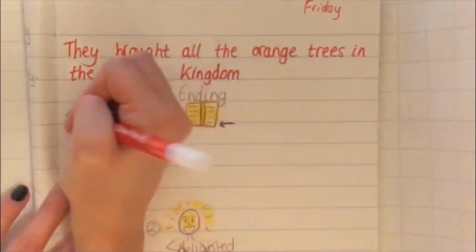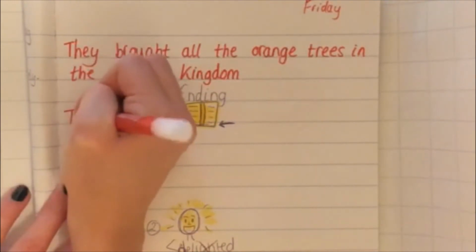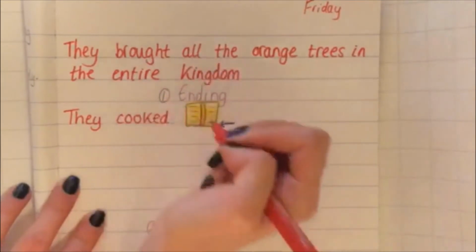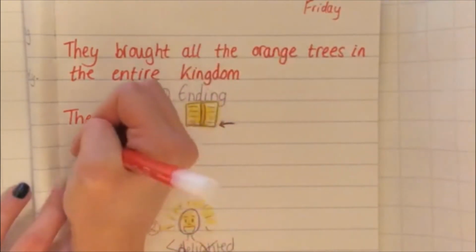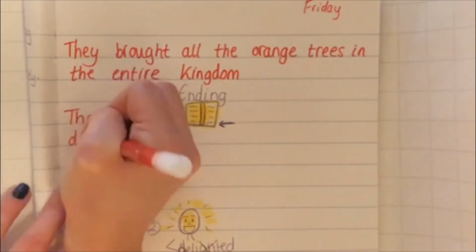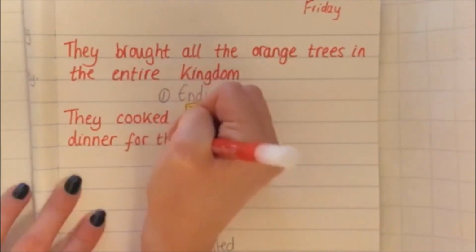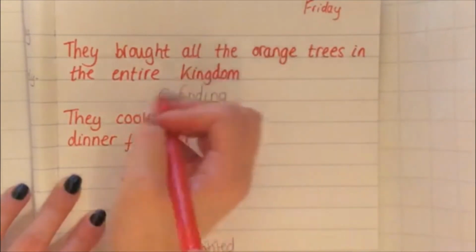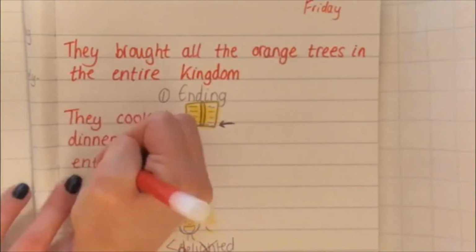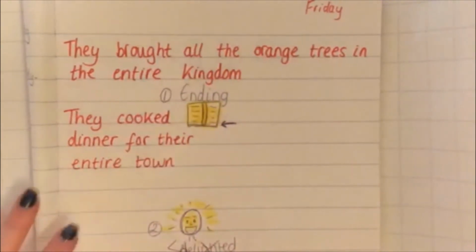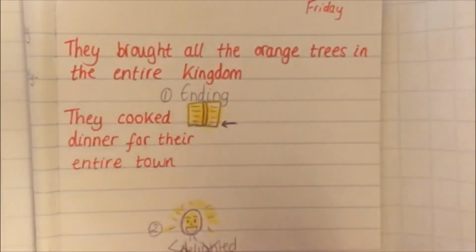So maybe they cooked dinner for their entire town. Maybe they could do that every Sunday or every week. And maybe they could buy something else. Maybe they need a new house.